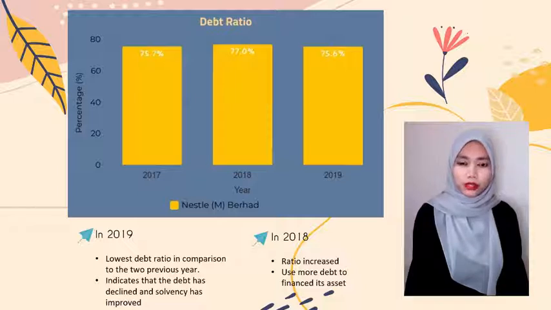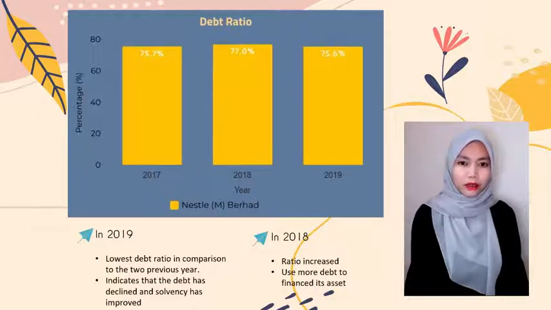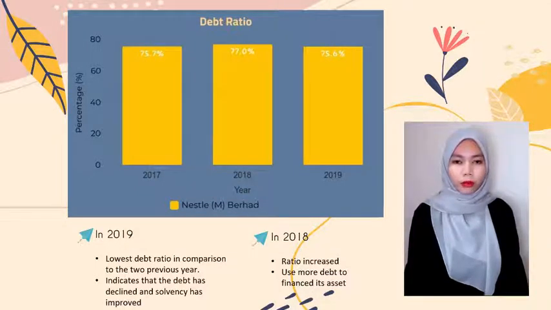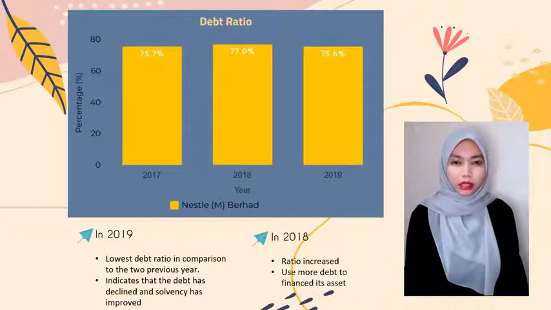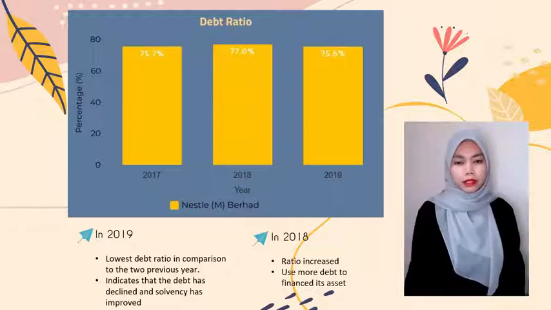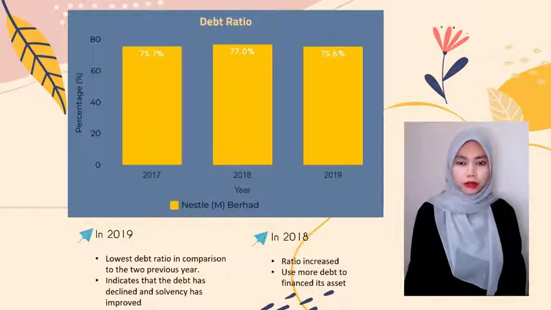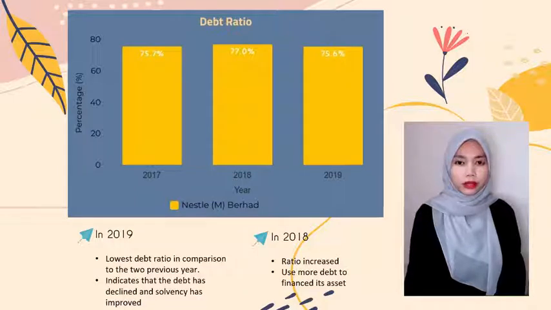The debt ratio in 2019 means that every RM1 of asset is financed by 76 cents of debt compared to 77 cents in 2018. It has dropped 1.41% from the year 2018, which indicates that the debt has declined and the solvency has improved. In the year 2018, the ratio means every RM1 of asset is financed by 77 cents of debt compared to only 75 cents in 2017. The ratio increase in the year 2018 indicates that the company used more debt to finance its asset.